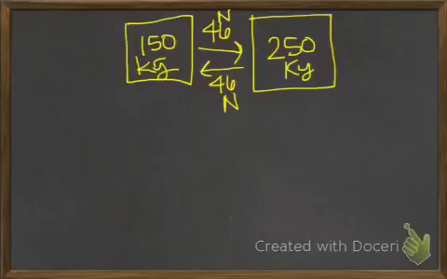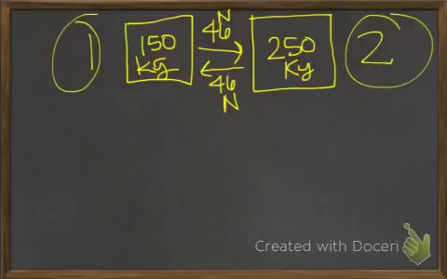Okay, here in essence is what we have. We've got a mass of 150 kilograms and a mass of 250 kilograms. They push one another apart using a force of 46 newtons, which means you're going to have two forces, one pushing on the 150, one pushing on the 250, both being 46 newtons. All right? And they want you to know what the acceleration of each object is. We'll call this object 1, and we'll call this object 2, as they did in the problem.